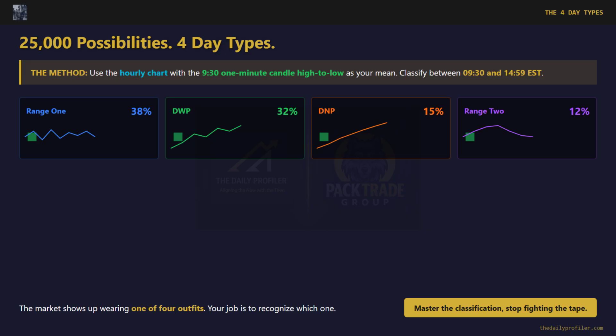The market just makes out with the mean, rotating back and forth. Price keeps returning to that 9:30 range. Day type 2, DWP, directional with pullback, 32%. Strong trend, but with buyable pullbacks against the direction. The trend holds, but you get entry opportunities on the pullbacks. Day type 3, DNP, directional no pullback, 15%. Pure one-sided trend. No mercy, no pullbacks, just one direction.